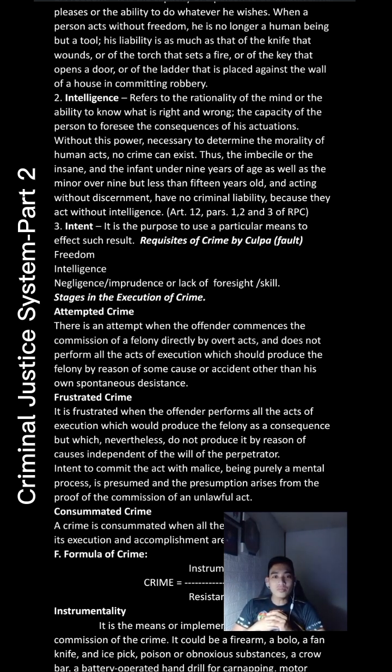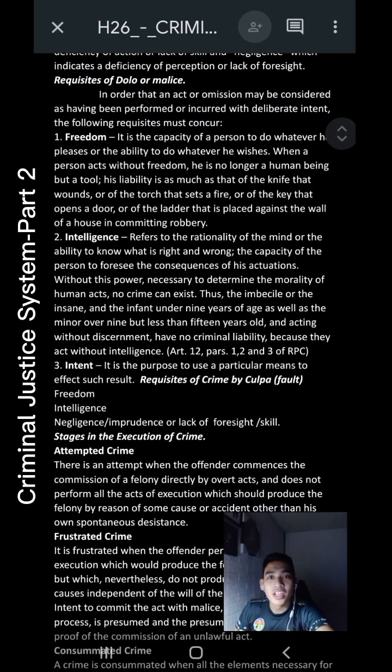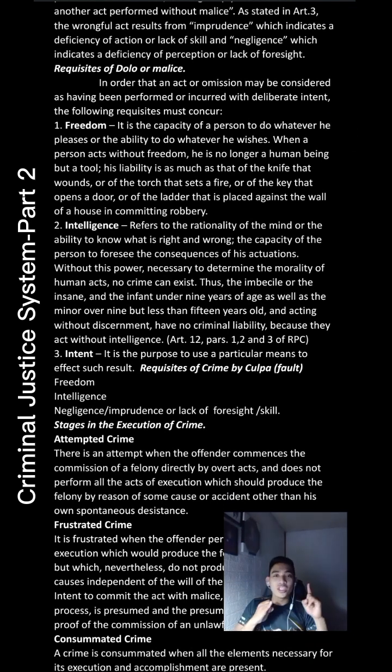Now, those are the requisites in order to have dolo or malice. So, there can be dolo or malice if there is freedom, intelligence, and intent. If there is no freedom, but there is intelligence and intent, then there is an exempting circumstance. Then there can be no dolo or malice if there is no freedom. If there is no intelligence, then there can be no dolo or malice. The absence of any of these three requisites cannot be considered as dolo or malice.